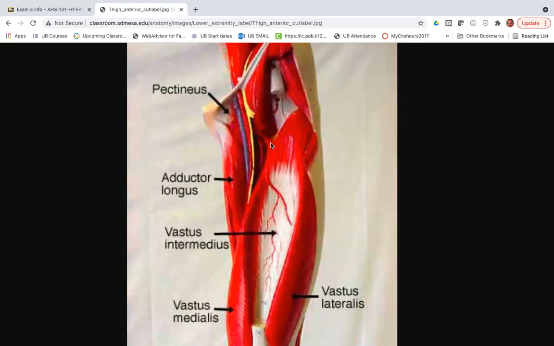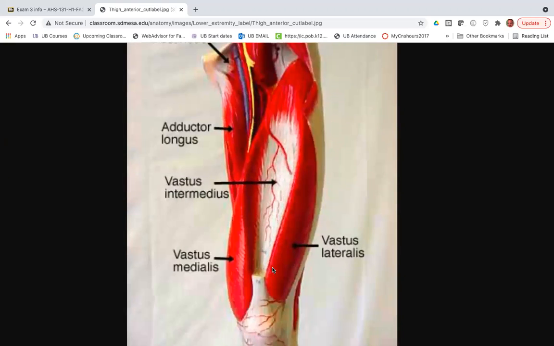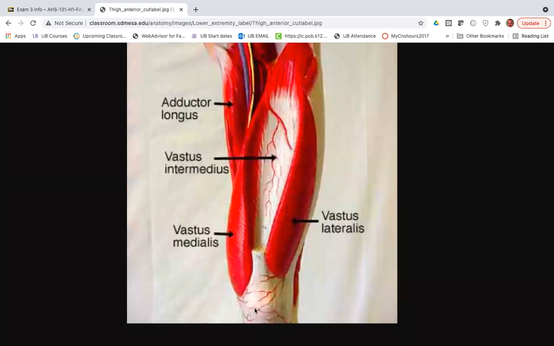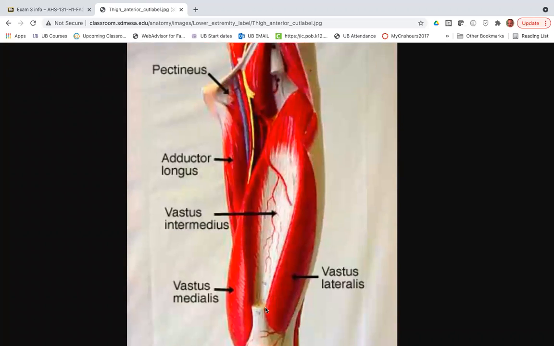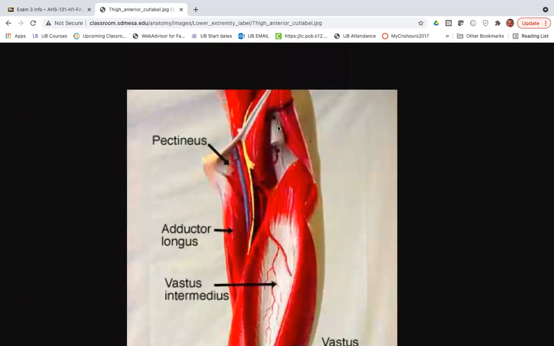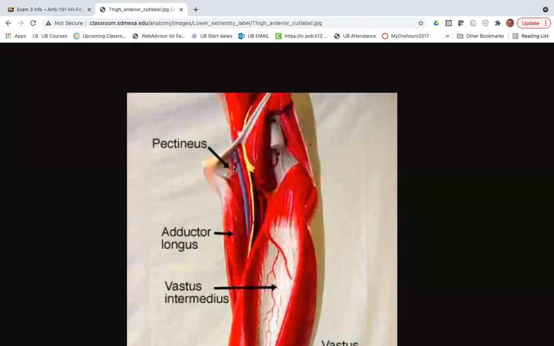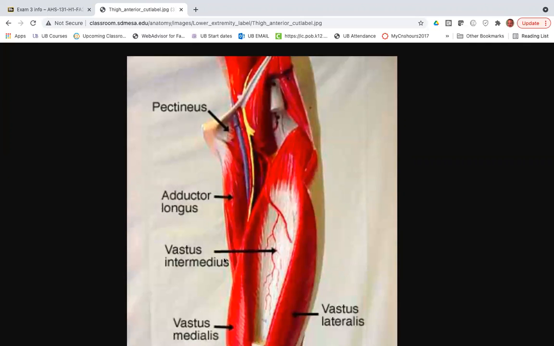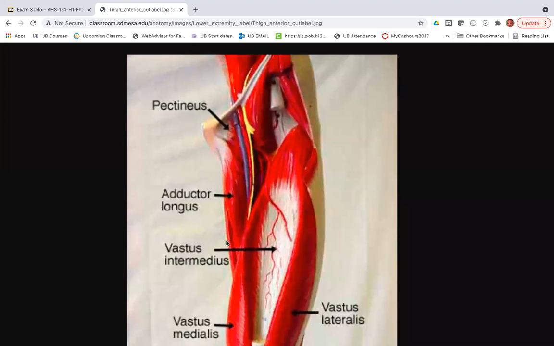Okay, so if the quads cross the patella, they're going to do leg extension, but rectus femoris crosses the hip, so it's a hip flexor. If a muscle crosses the joint, it's got to act on the joint. Here's pectineus and adductor longus, and right here is the gracilis. Those are 1, 2, 3 adductors of the hip.